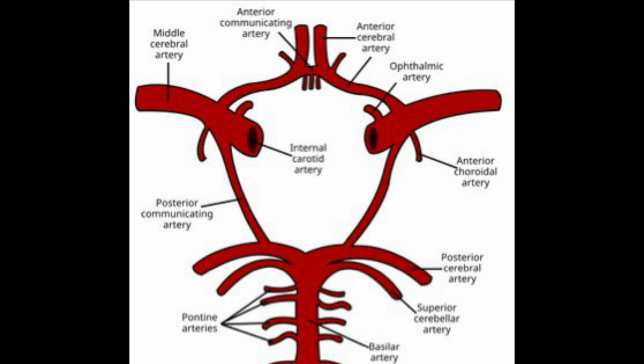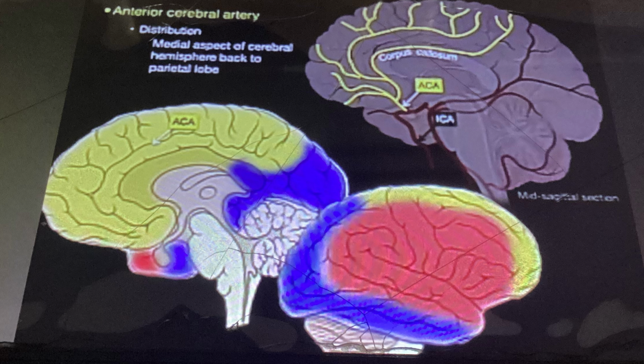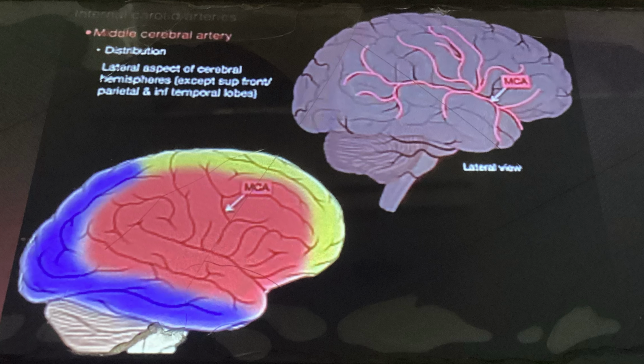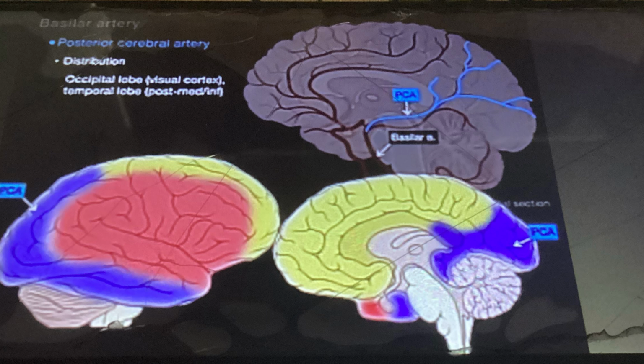Which territories are supplied by each of these arteries? We'll just talk about three main arteries: anterior cerebral artery, middle cerebral artery, and posterior cerebral artery. Anterior cerebral artery is largely responsible for the medial aspect of the cerebral hemispheres. Middle cerebral artery is responsible for the lateral aspect of the cerebral hemispheres, as shaded in pink here, except the superior part of the frontal lobe and the inferior part of the temporal lobe. The posterior cerebral artery is largely responsible for the occipital lobe and the posterior-medial aspect of the cerebral hemispheres, as well as the inferior part of the temporal lobe.